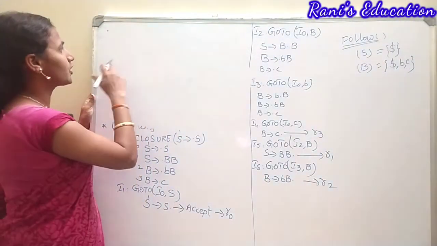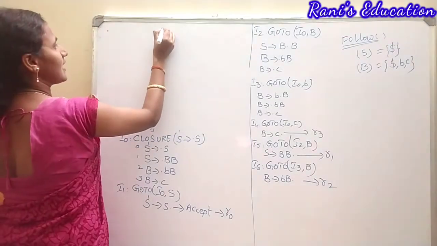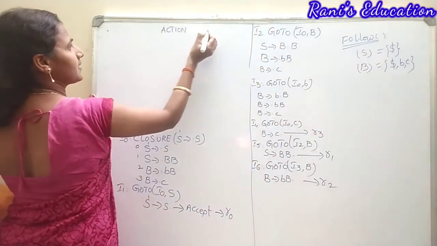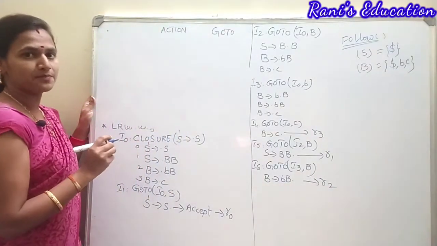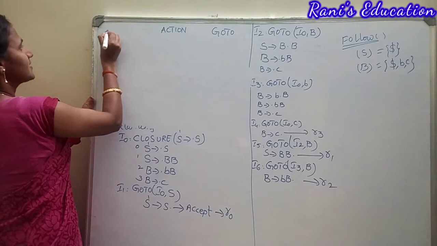So once we have completed that follow function, now we are going to compute the SLR parsing table. Normally a parsing table consists of two main parts. One is the action part, another one is the goto part. Action part and goto part. Along with this, we are going to consider states.